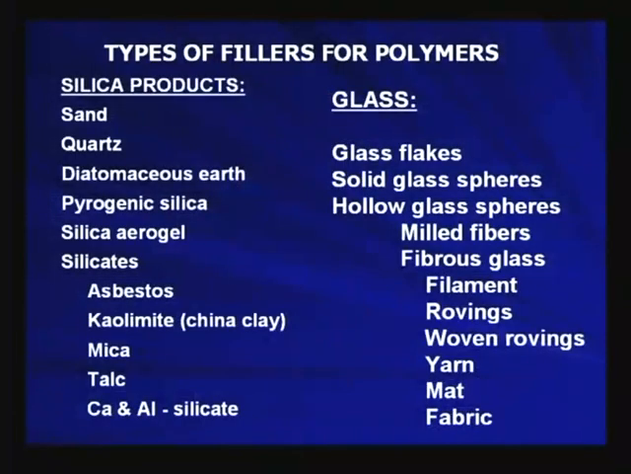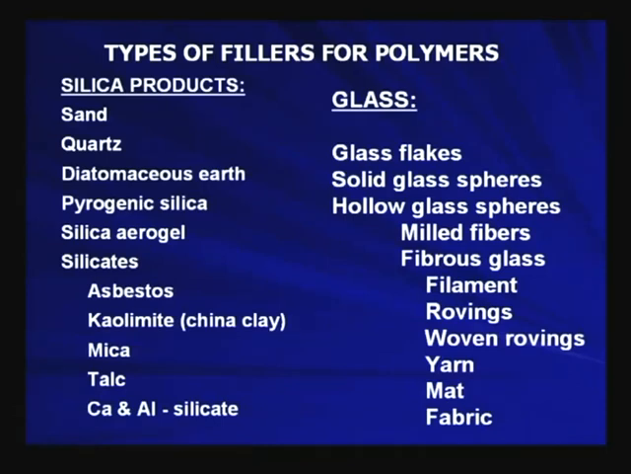Now there are other types of fillers for polymers, such as wood based fillers, synthetic fillers or carbon based fillers. Silica based fillers are also available. Sand of fine particle size can also be used in the polymer as filler. Quartz, even if it is very hard, can also be used as filler for some products. Diatomaceous earth, pyrogenic silica, silica aerogel, then silicates, hydrated silicates are also used.